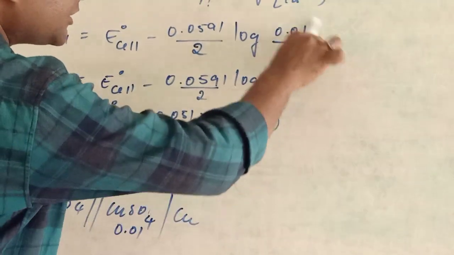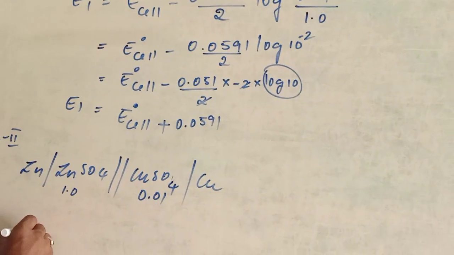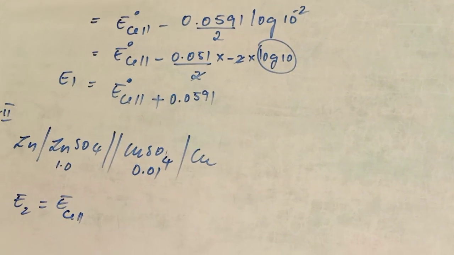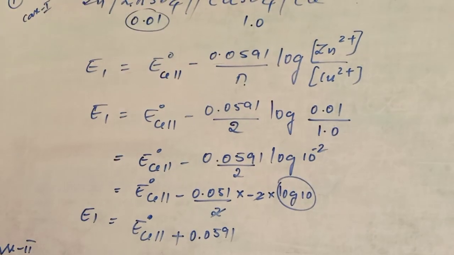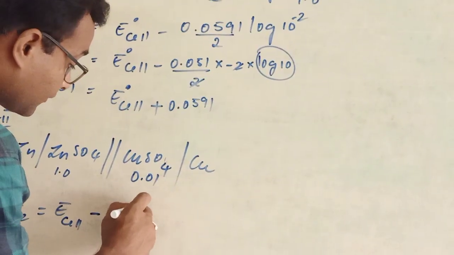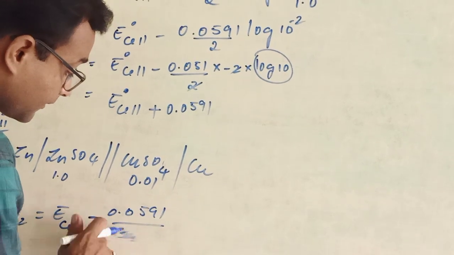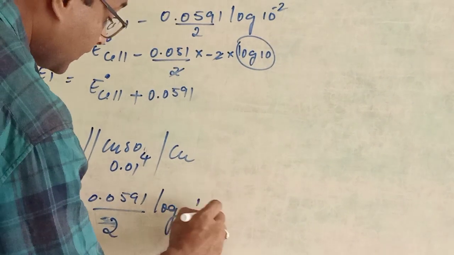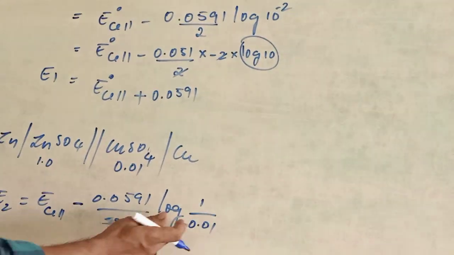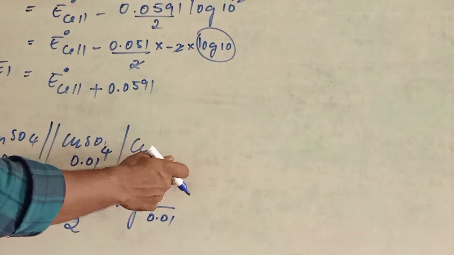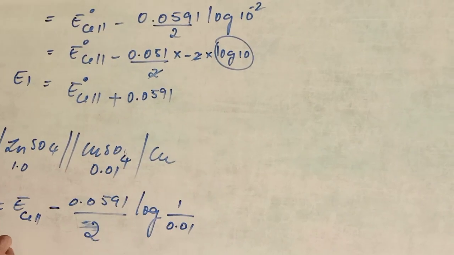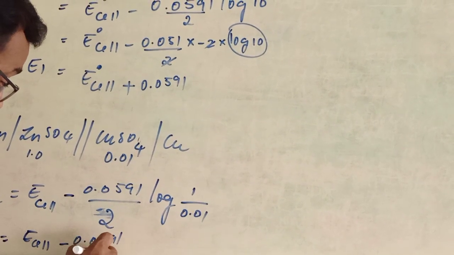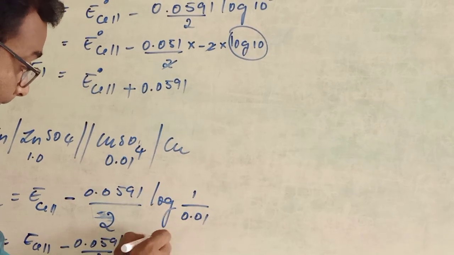Only this concentration changes. Then E2 is equal to E naught of cell, because the standard electrode potential is the same for both, as we have taken the same cell, minus 0.0591 divided by 2 log of, now tell me, the molar concentration of zinc is 1 by the molar concentration 0.01. It is nothing but 10 power minus 2. 10 power minus 2 goes to the numerator as 10 power plus 2. That is E cell minus 0.0591 by 2 into this 2.